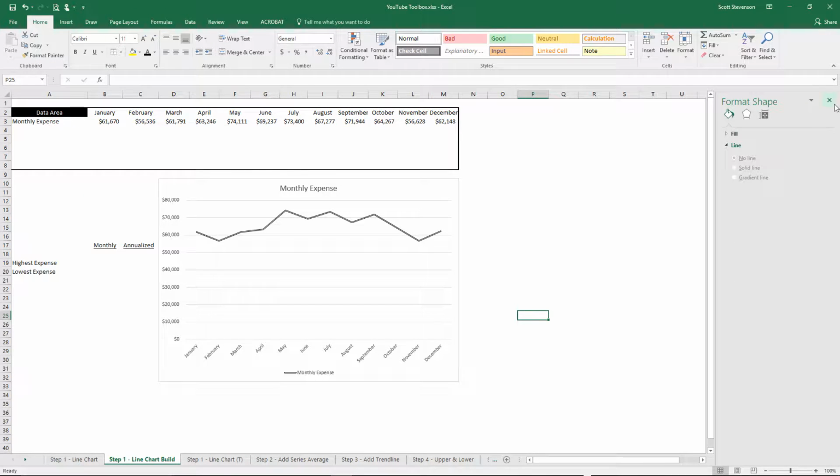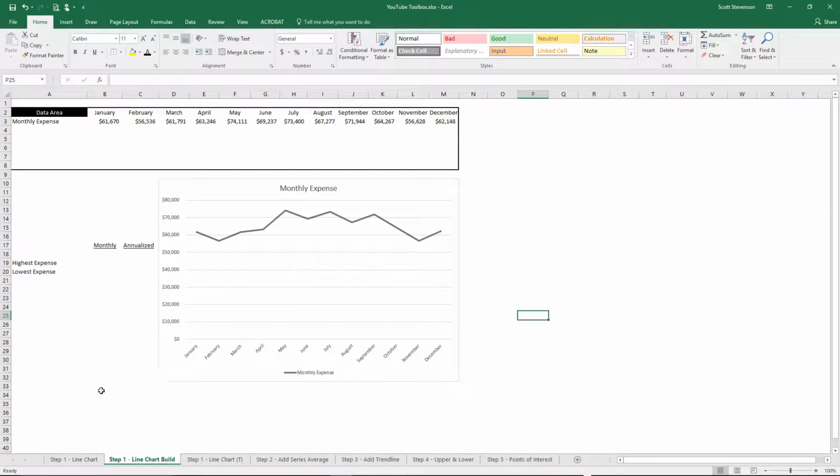Now I'll just close out the formatting wizard, and there, this should be pretty much the exact same. In fact, it looks identical to the chart we have on the first page. So just a few mouse clicks, and there you are. I'm also going to add this information regarding the highest expense and then the annualized amount, just to get a feel for the data. Where this is coming from, simple formula.